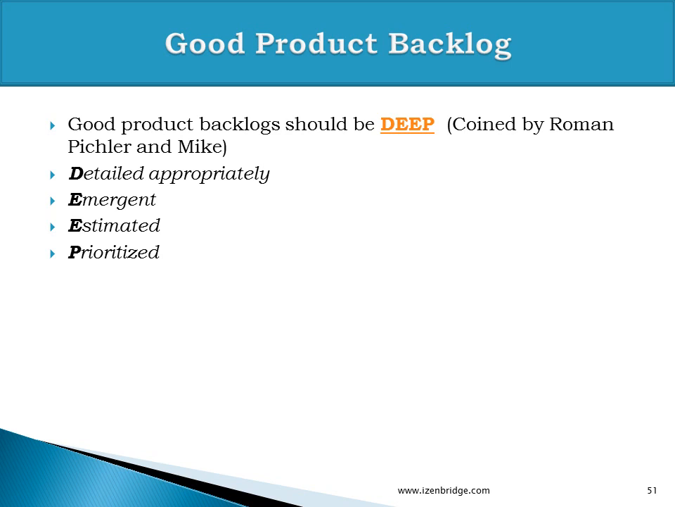There is an acronym coined by Roman and Mike, DEEP. The product backlog should be detailed appropriately, and should be emergent in nature, so it is something which is emerging, not something fixed. It should be estimated, so the items in a product backlog should have estimates, and it should be prioritized. So DEEP is a good acronym to remember the good characteristics of a product backlog: detailed appropriately, emergent, estimated and prioritized.